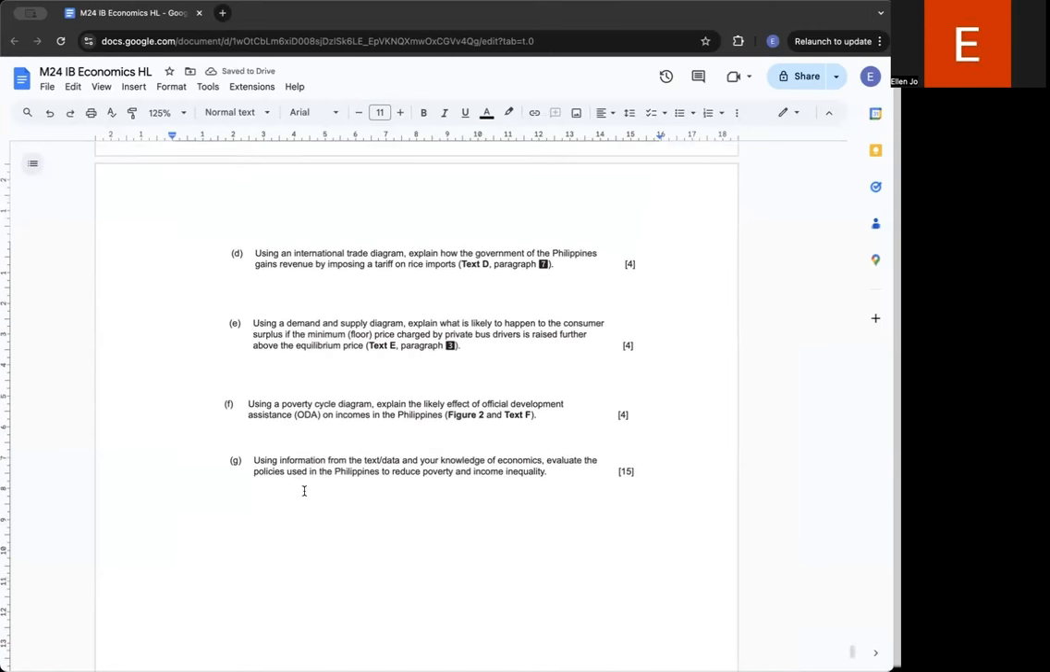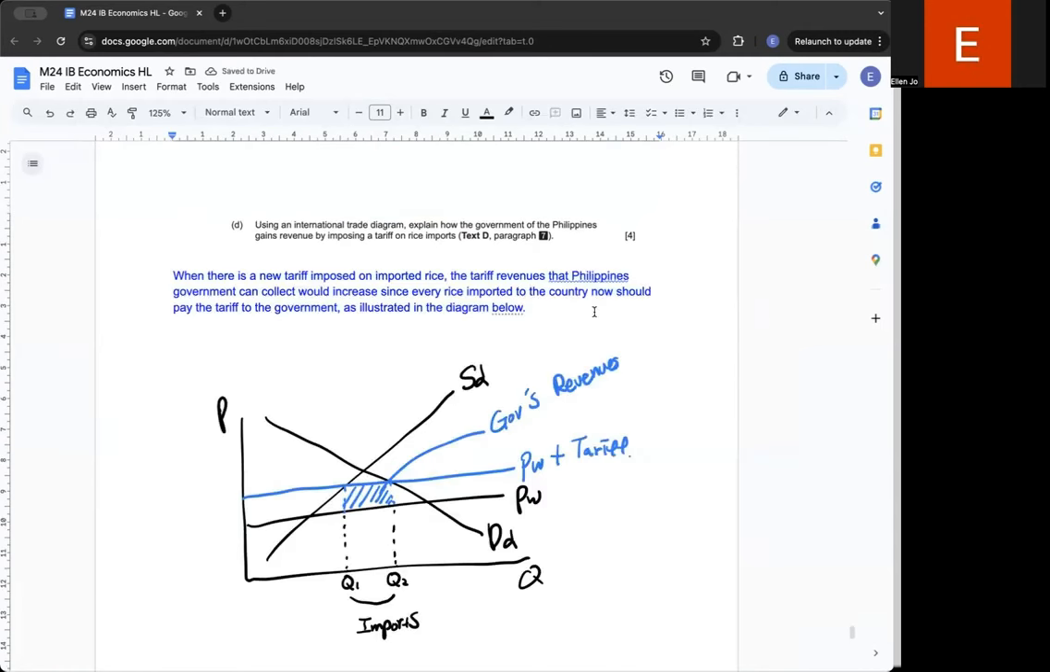D. Using an international trade diagram, explain how the government of the Philippines gains revenue by imposing a tariff on rice imports. When there is a new tariff imposed on imported rice, the tariff revenue that the Philippines government can collect would increase since every rice imported to the country now should be tariff imposed. You can find the situation in the diagram below.